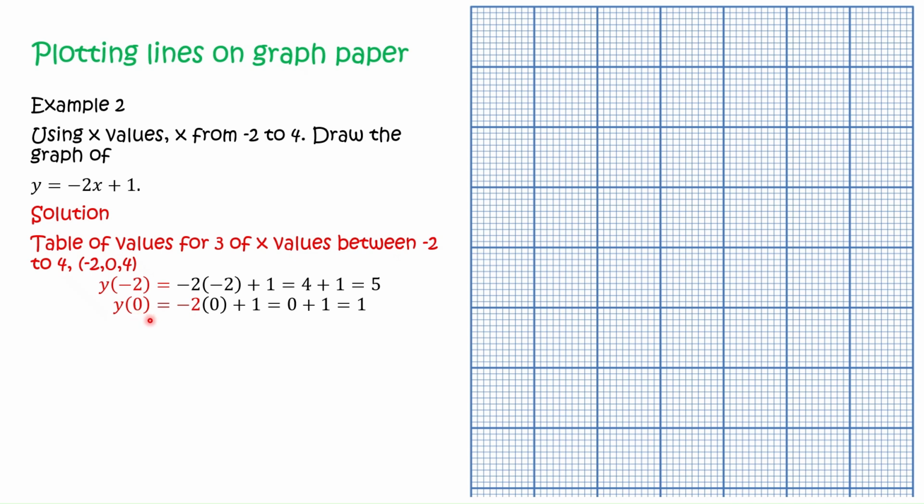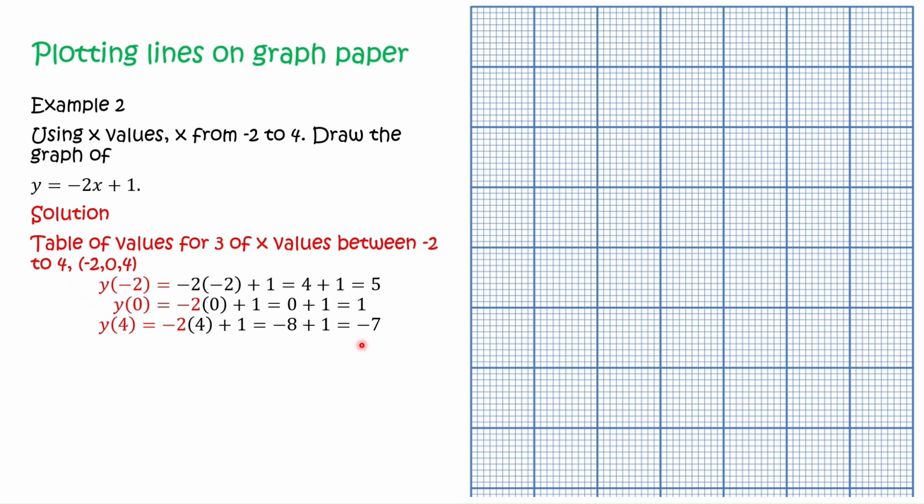So wherever we had x in our original equation, we are going to substitute that with a 0. So -2 times 0 would give us a 0 plus a 1, so that we get a 1. Moving on to the y of 4, wherever we had x, we substitute that with the 4, so that we get a -2 times 4, giving us a -8, plus the 1, we get a -7. We are done with that one.